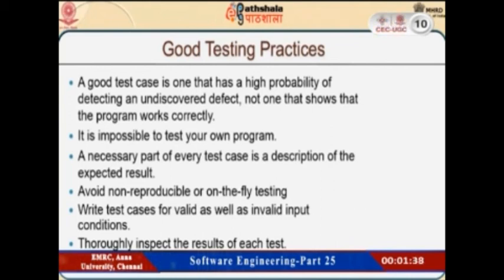It is impossible to test your own program, so it has to be given to a third party or a tester who tests what it is intended to do. A necessary part of every test case is a description of the expected result. So we have to avoid non-reproducible or on-the-fly testing. We should not try on-the-fly testing of any software, and we have to write test cases for valid as well as invalid input conditions.